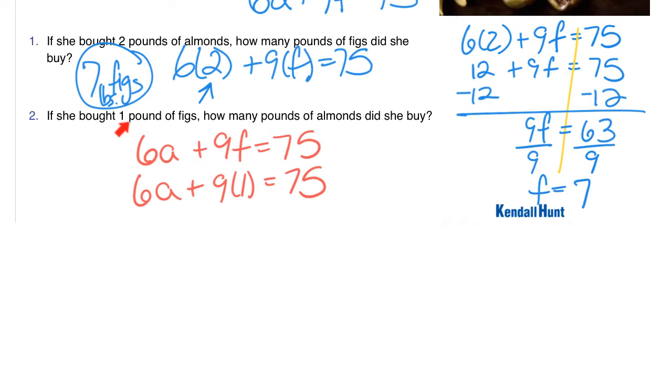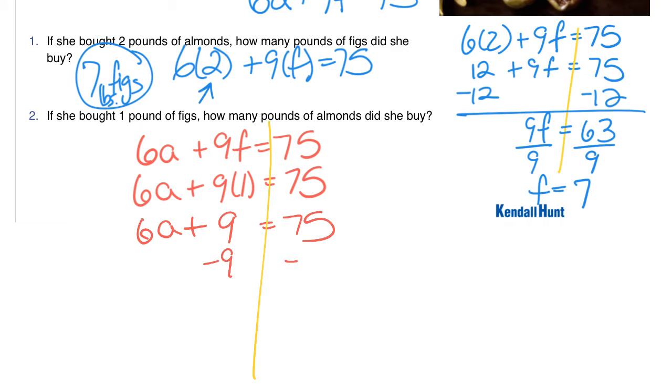In number 2, now if she buys 1 pound of figs, how many pounds of almonds does she need to buy? So I started with my equation. I plugged in 1 for F, or 1 pound of figs, and now I'm going to simplify that. 9 times 1 is just 9. And now I have an equation that I can solve.